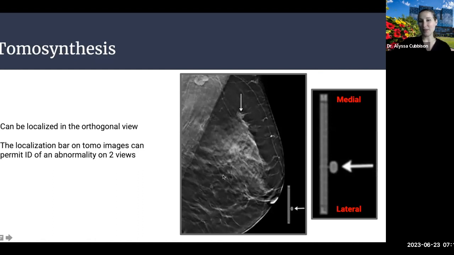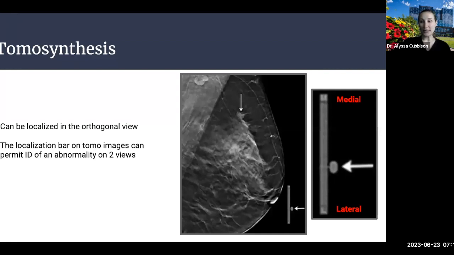So if this is the MLO view, it does give us an estimate of where it may be on the CC view. So it will say, this is the far medial breast, this is the far lateral. So you scroll until you find something that's in plane or most crisp, as in this case. And then you can go down to the scroll bar and see, okay, it's central to slightly lateral left breast, presumably. Like I said, it's not perfect.